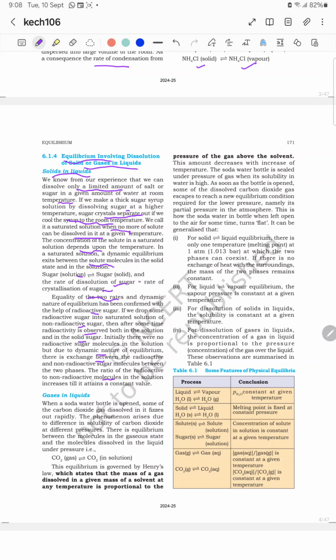The ratio of radioactive to non-radioactive molecules in the solution increases till it attains a constant value.